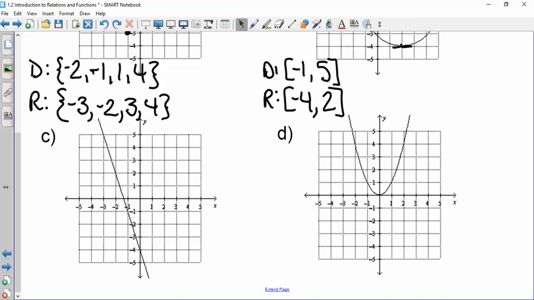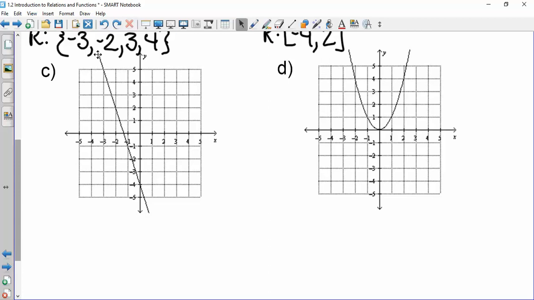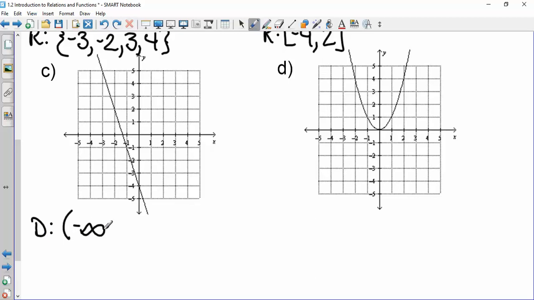C. So if I want the domain going from left to right, this is a line. It keeps going to the left. So this is going to keep going and hitting everything in that direction. This keeps going that direction. What do we hit? And then these always get parentheses. Range. This end keeps going down, that end keeps going up. So what y's do we hit?